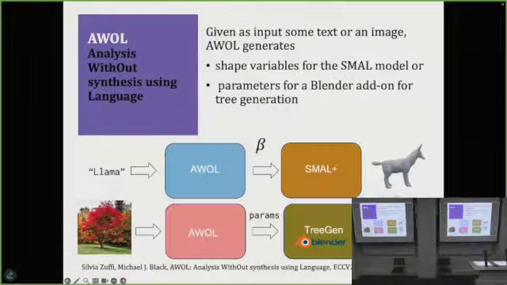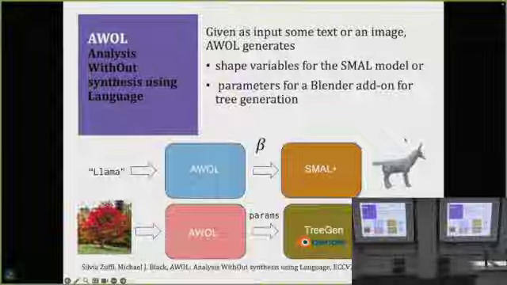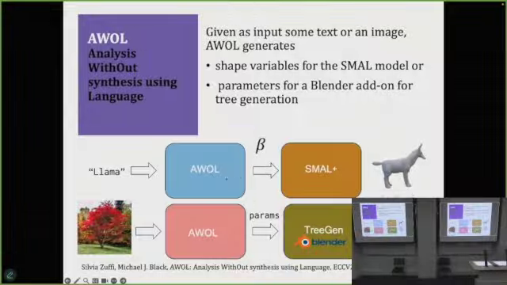Because last year we presented this work called AWOL, Analysis Without Synthesis Using Language, where we use language to explore the shape space of the multi-animal model. I say I want a llama, so I input llama as text to AWOL, and AWOL gives me back the shape variables, and then I generate the animal, and it looks like a llama. Surely it's better than the optimization result. To show that this approach is more general than for the SMAL model, we also used it with images as input, and applied it to another completely different type of model, which is a plugin for Blender to generate procedural trees.